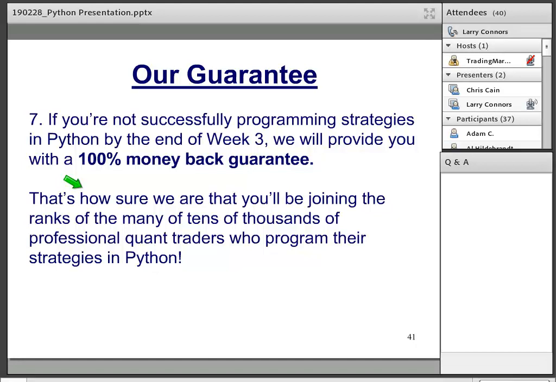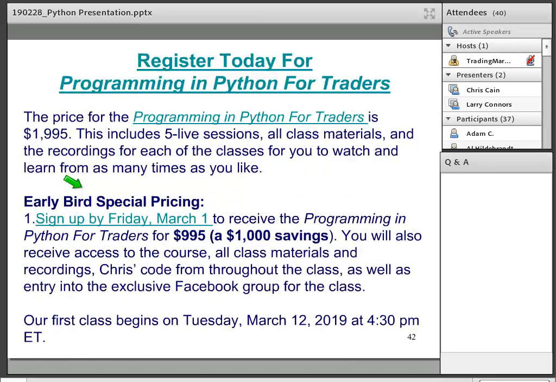And this is our guarantee, number 7. If you're not successfully programming strategies in Python by the end of week 3, we'll provide you with a 100% money back guarantee. That's how sure we are that you'll be joining the ranks of the many tens of thousands of professional quant traders who program their strategies in Python.